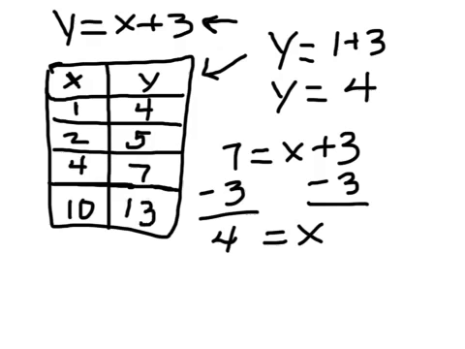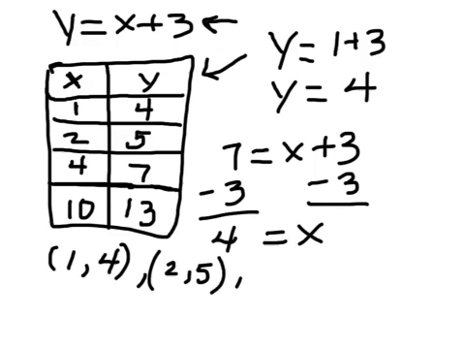Now that we have all our values, we can write them in ordered pairs. Ordered pairs means just that, the order matters. So the x value comes first, and then the y value. So the first ordered pair we're going to have is 1 and 4. Then we'll have 2 and 5. Next we'll have 4 and 7. And finally, we'll have 10 and 13.